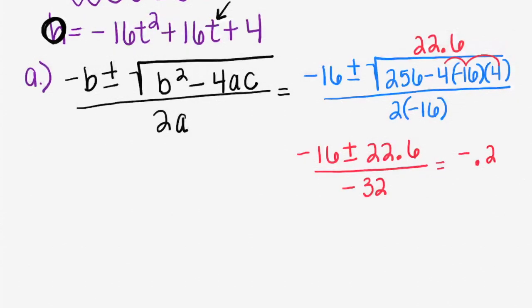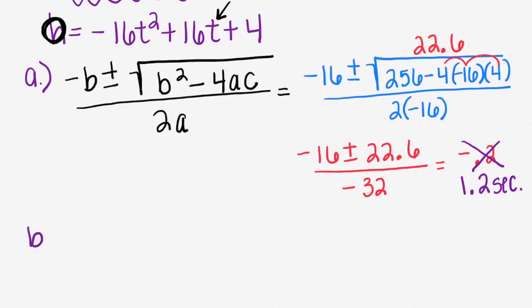Now remember, we're talking about solving for time. So my question to you is, does that make sense? Can we have a negative number for time? And the answer is no. So that's not even a possibility for an answer. So go ahead and cross that one out. Then we do negative 16 minus 22.6, and then divide that by negative 32. And you get the answer of about 1.2. So that is actually your answer. It's about 1.2 seconds. Okay?